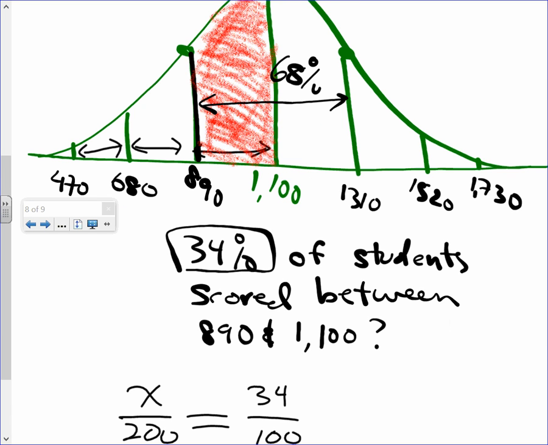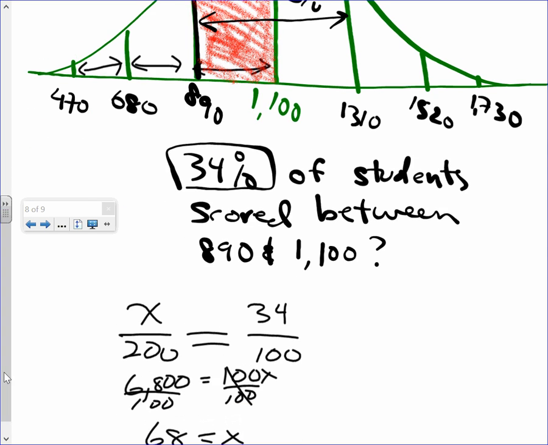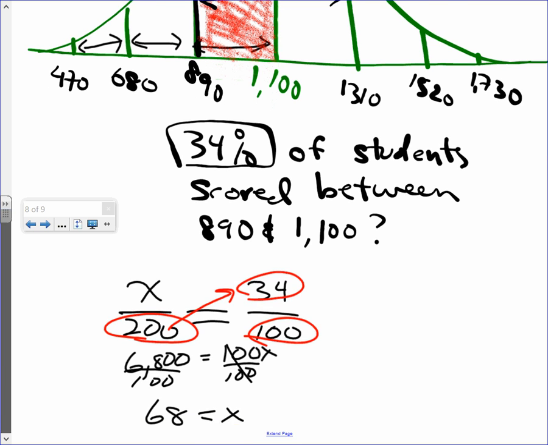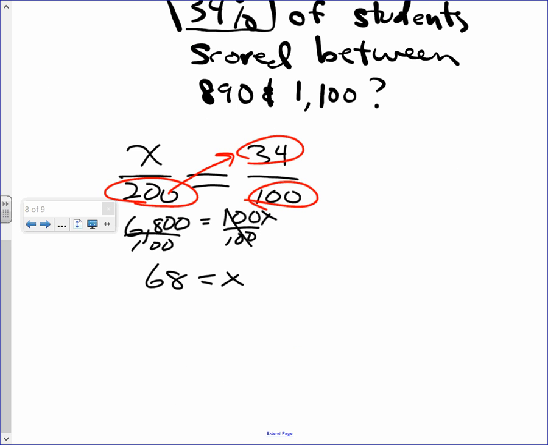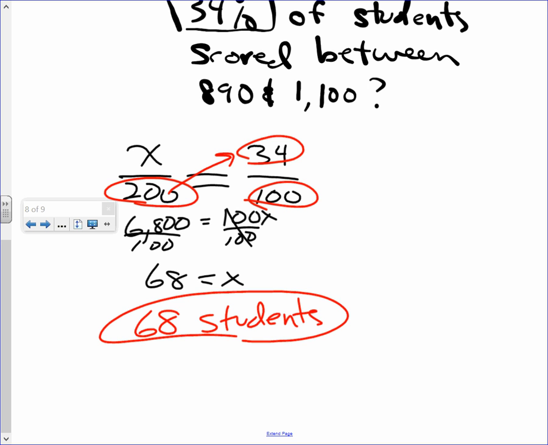That makes sense, Ricky? Yeah. So 200 is the total, that's the students. 34% means 34 out of 100. So cross multiply. 200 times 34 is 6,800. 100x divided by 100, so this would be 68 students. So 68 students is actually the 34%. This is the actual amount of students here.